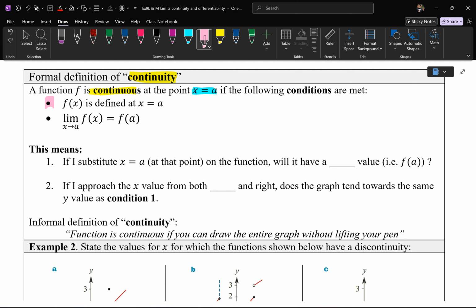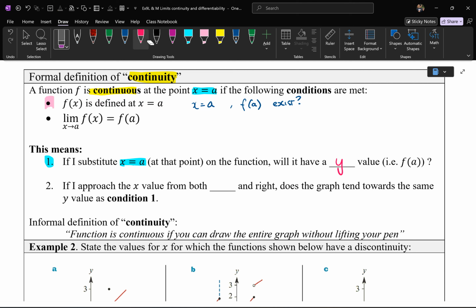One, that the function is defined at x equals a. What does that mean? It just means that at the point x equals a, does f of a exist? Meaning, does it have a y value? Okay, because if there's a y value, that means there's a point. If there's a point, well then, that's the first condition. The point has to exist, right? So part number one, what does it mean? If you substitute x equals a into the function, will it have a y value, is what we're saying. Okay, so a point actually exists.